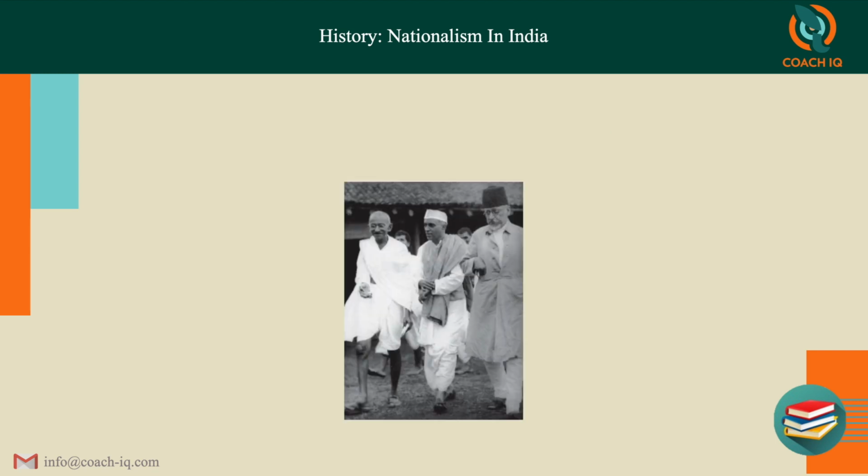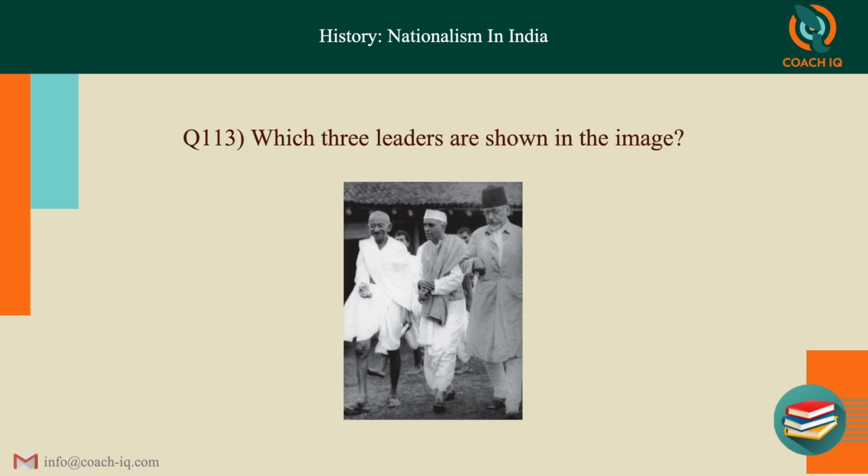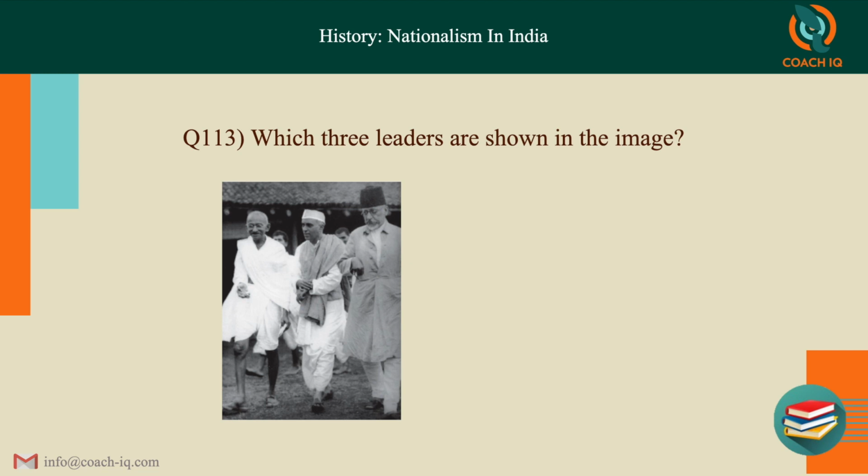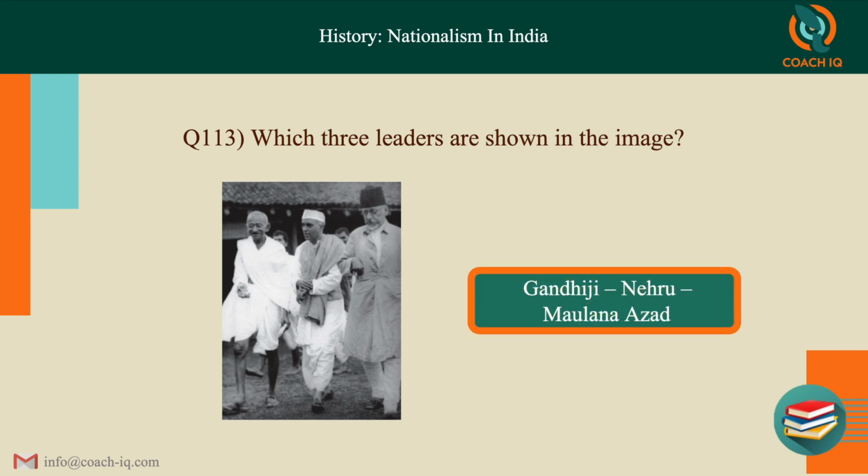The next image shows you 3 leaders, and their names are given in the write-up, and it is said they are at Sevagram Ashram, Wardha, 1935. Here the question could be, which 3 leaders are shown in the image? The first leader we all would know immediately, and that is Mahatma Gandhi. The middle figure is Jawaharlal Nehru. And the last one is Maulana Azad. So these are the names of the leaders.